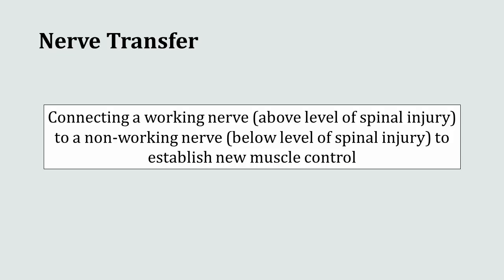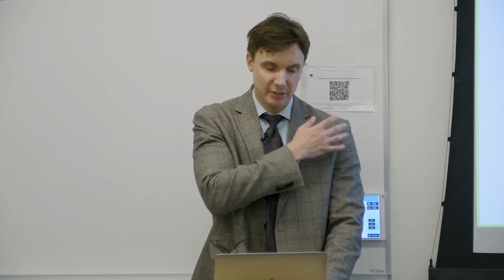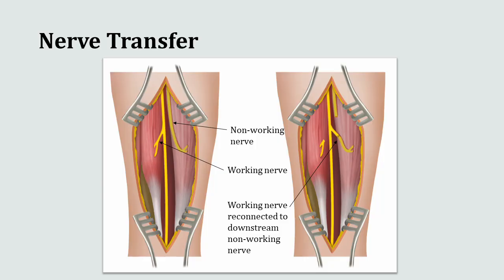So what is a nerve transfer? This is connecting a working nerve, which is above the level of the spinal injury, to a non-working nerve below the level of the spinal injury. And it doesn't mean that it's connected in the neck, it's down further in the arm, but those nerves are derived from a higher level and then a lower level on the spinal cord. So what does this look like? Using our same kind of diagram as the tendon, you can see on the left is that working muscle and nerve, which is nice and bright yellow and bright pink.